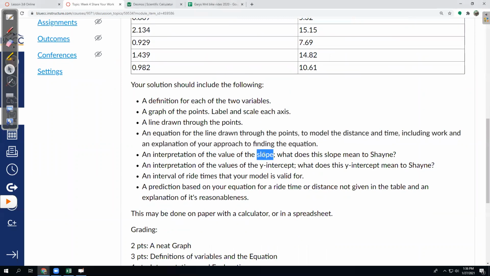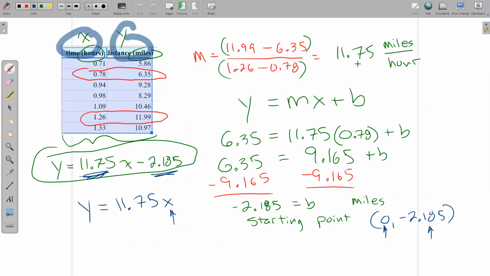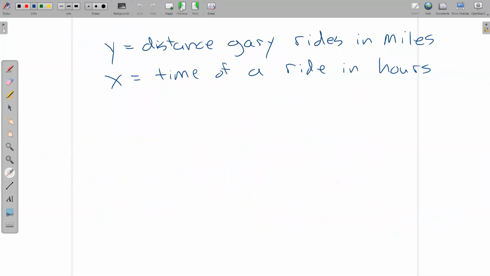Interpretation of the slope. What does the slope mean to Gary? And I mentioned that earlier. I made a note that the top numbers were miles up here, and the bottom numbers were hours. So then I should write a sentence somewhere. So let's go back here and put that in. So my m equals 11.75. Your m is whatever you calculate.